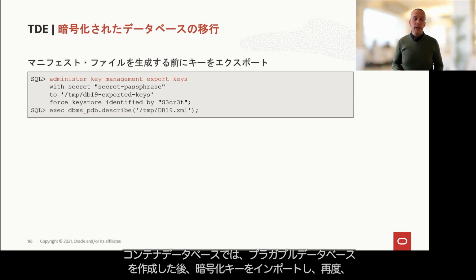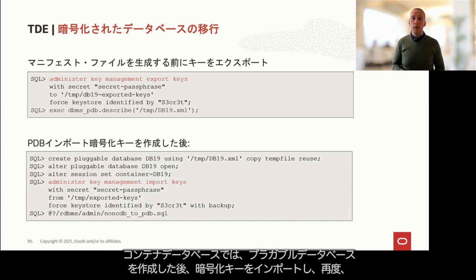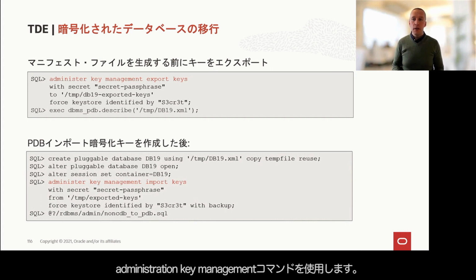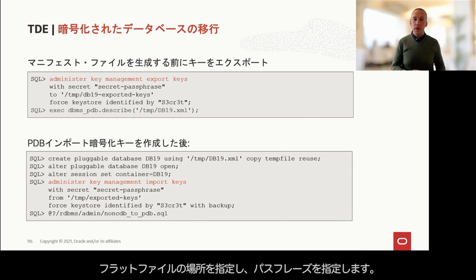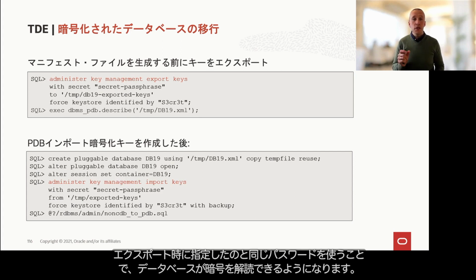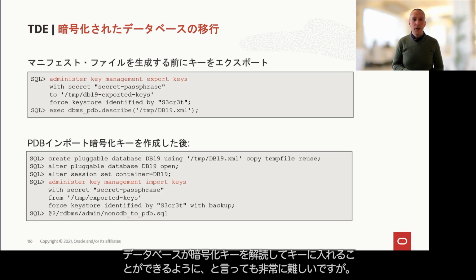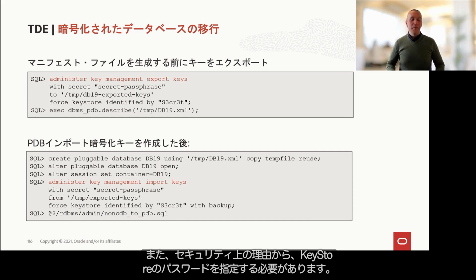In your container database, after you have created the pluggable database, you can import the encryption key and again use the administer key management command. You specify the location of the flat file and you give it the passphrase. You use the same passphrase that you specified during export so that the database can decrypt the encryption keys and put them into the key store. That's very hard to say. And again, for security reasons, you have to specify the key store password.